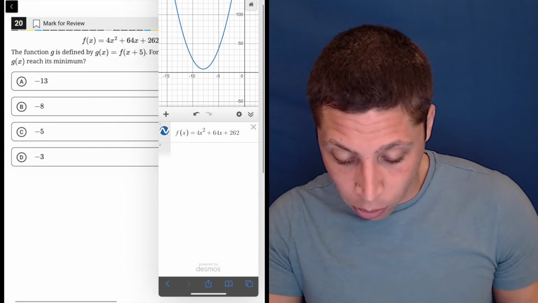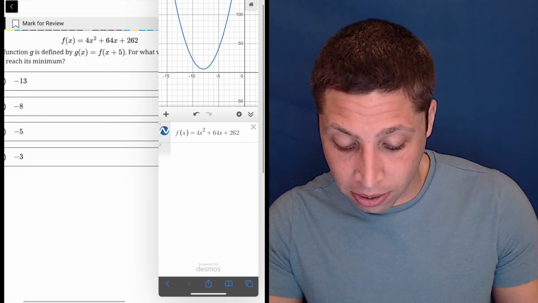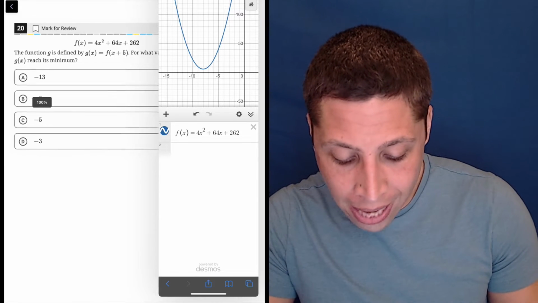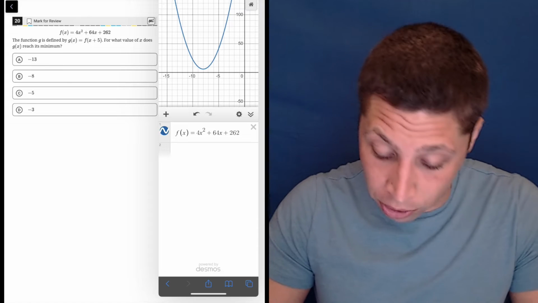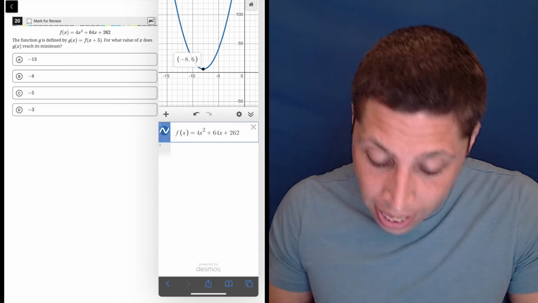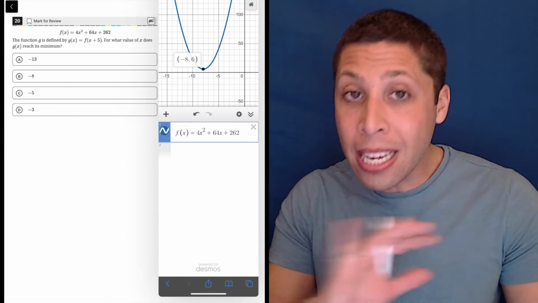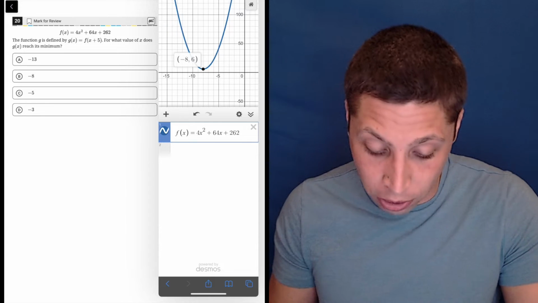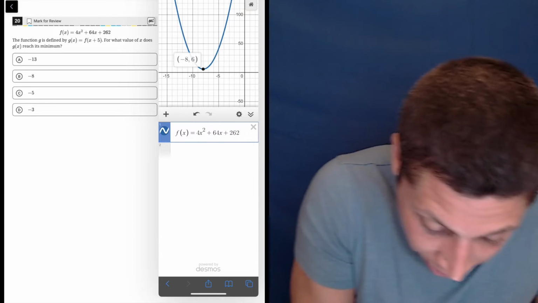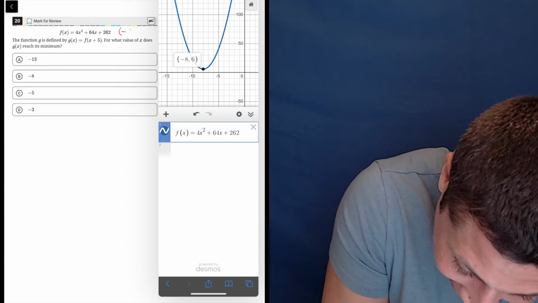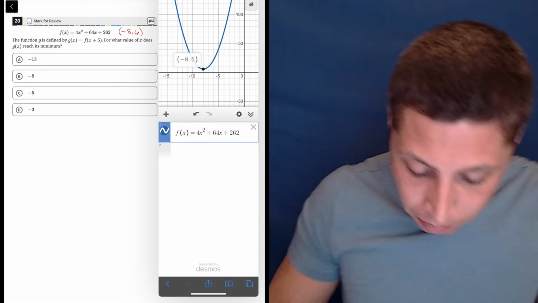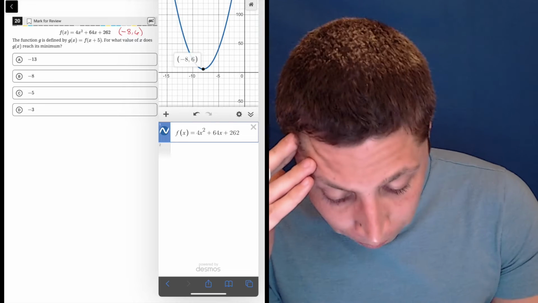So here is the equation. I just graphed it. 4x squared plus 64x plus 262. And they're asking for the minimum value. So the minimum is going to be the vertex. And we can see they just tell us it's negative 8, 6. I didn't have to do any math. I just had to enter what they told us. So the vertex for this equation is negative 8, 6.